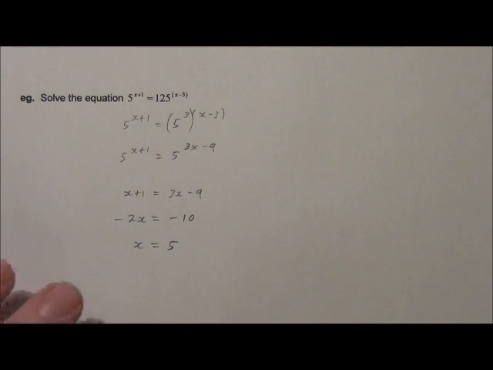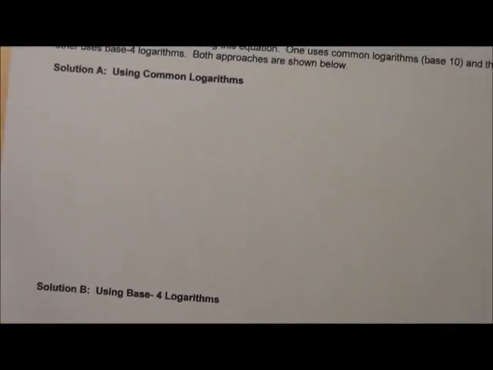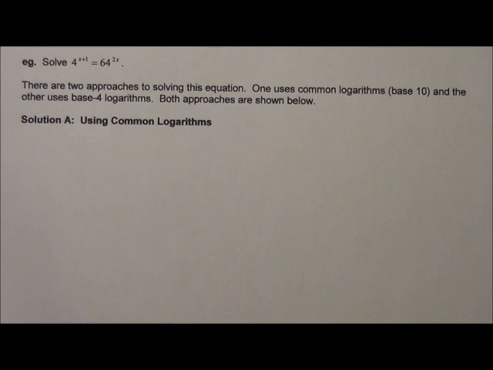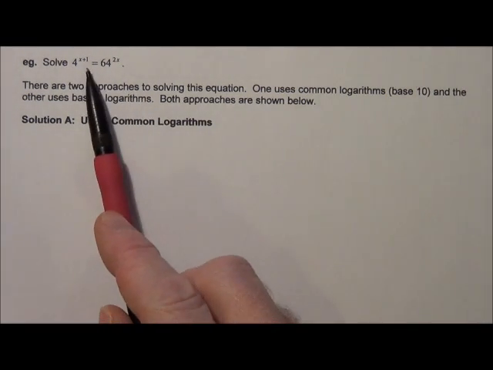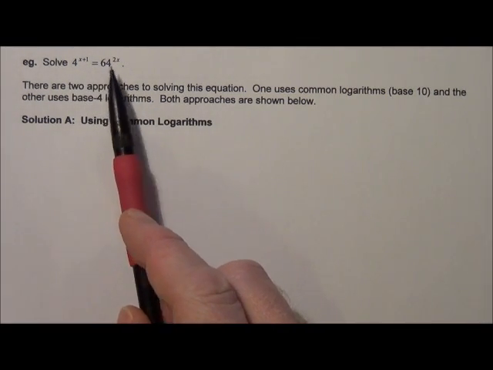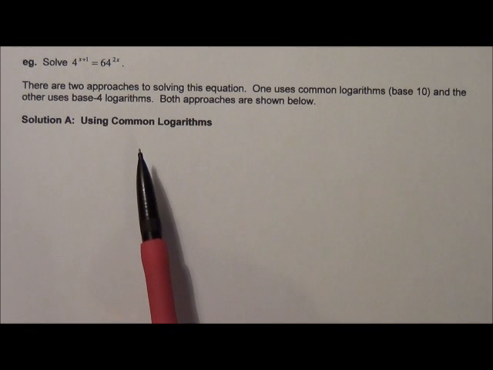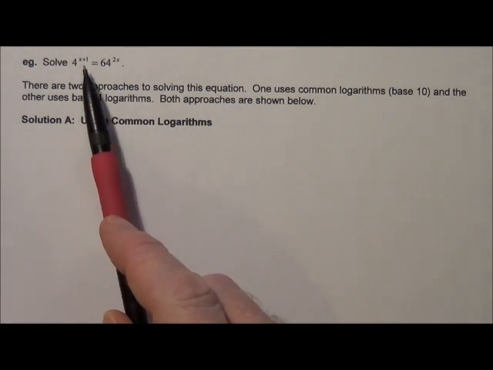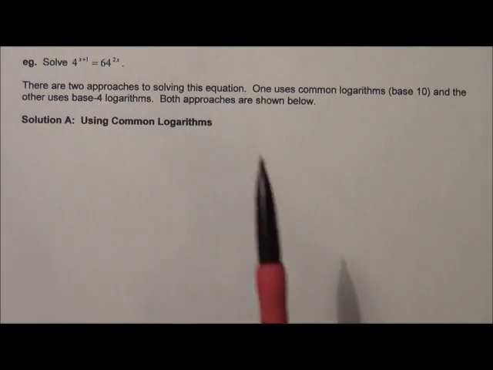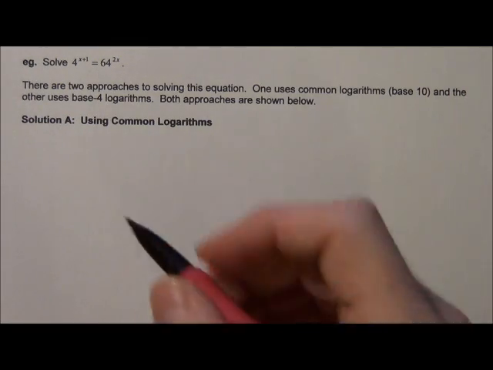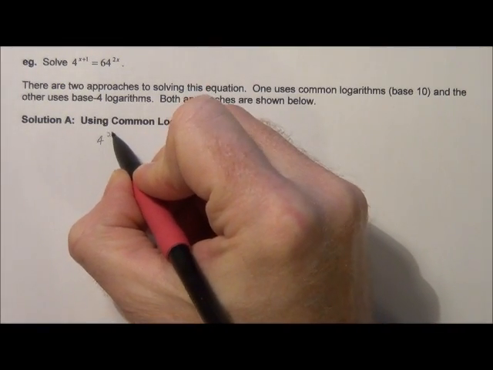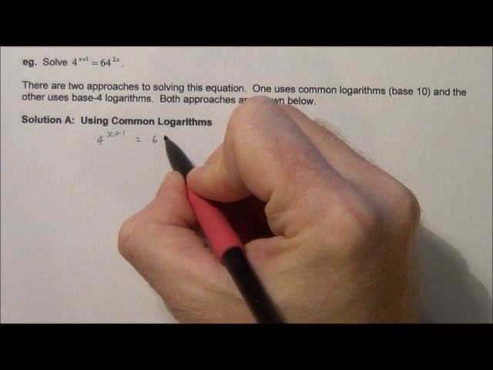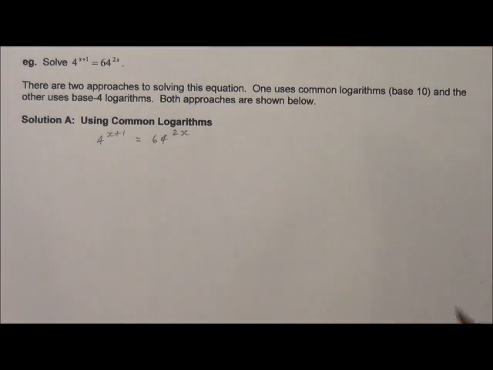Alright, let's take a look at the next example here. Do this in a couple different ways. So we want to solve 4 to the x plus 1 equals 64 to the 2x. So we could get a common base again and solve this, but let's use logarithms this time. So we've got 4 to the x plus 1 equals 64 to the 2x.